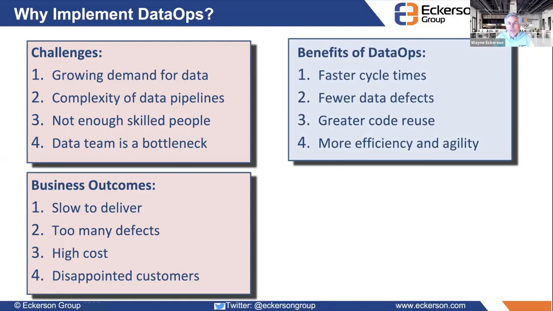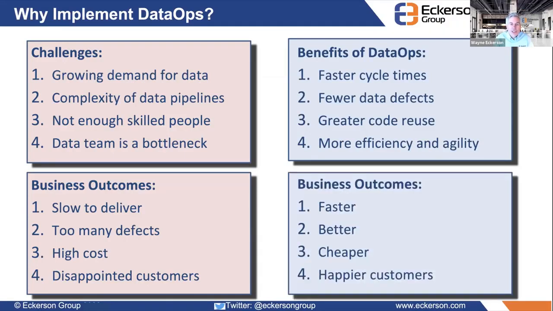It promises to speed your cycle times and give you fewer defects at the same time, which is kind of interesting. We can go faster and yet do it with higher quality. We make reuse of code, and that gives us together more efficiency and agility. And our development teams have greater capacity to build more in less time. And from a business perspective, this achieves the holy grail of faster, better, cheaper. And this is what customers really want.